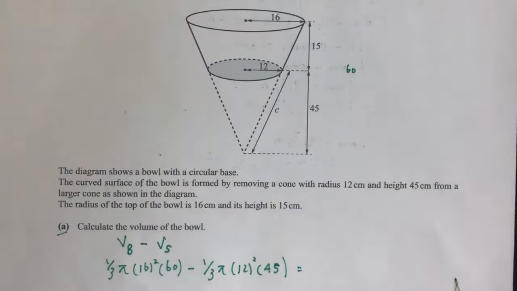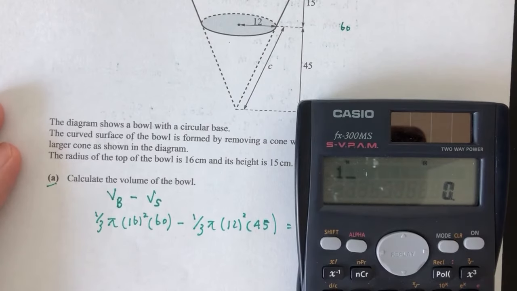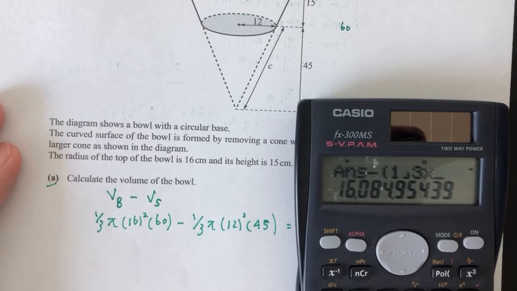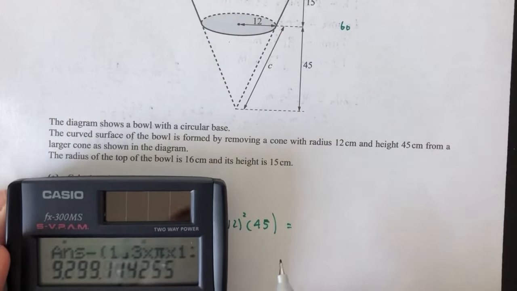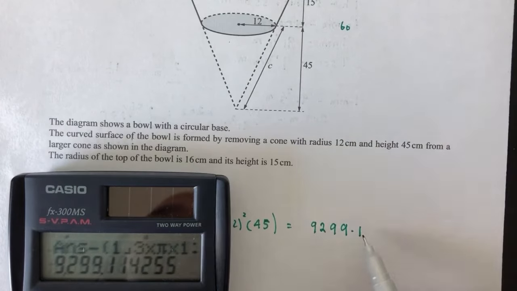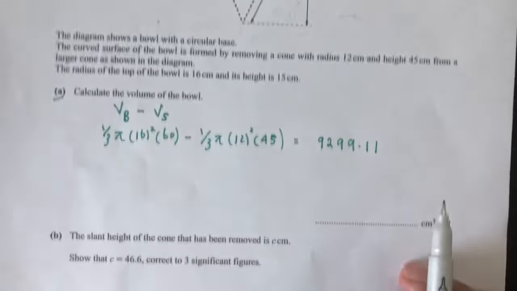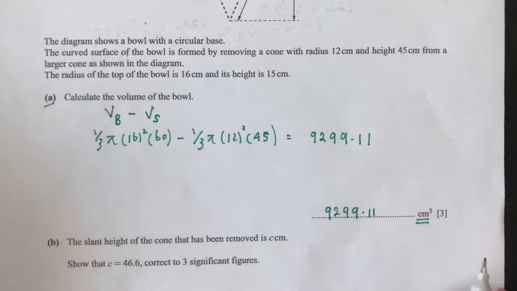So now we just have to use our calculator and simplify this. So what do we have? Here we have 1/3 times pi times 16 squared times 60. That will be this answer for the first one, minus 1/3 times pi times 12 squared times 45 for the other one. So if you subtract the two parts, you have 9299.11. So your answer will be 9299.11 centimeter cube. Okay, that is for part A.